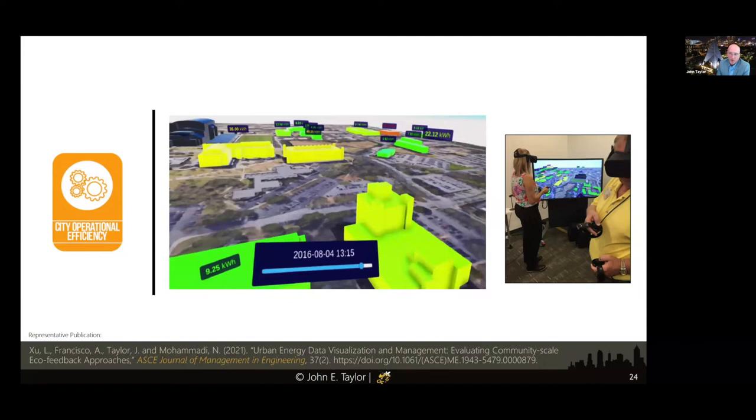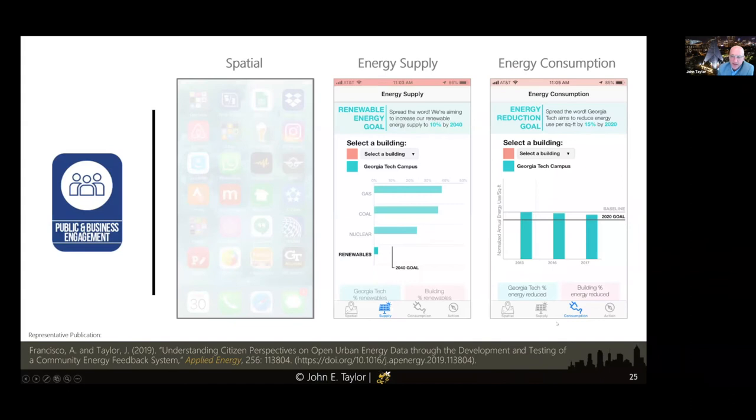Now, it's very neat to go in and see the energy use and the sliding scale. You can change the time period and the rate. I'm still very interested in getting this information out in front of more people, right? So not just the facilities management staff, but public engagement, in this case public and business engagement.